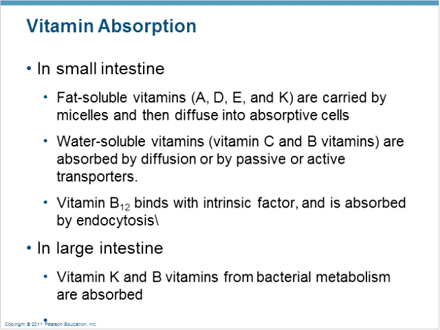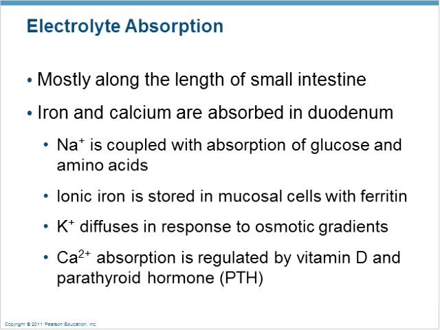We talk about vitamin absorption. In the small intestine, the fat-soluble vitamins, A, D, E, and K, are carried by micelles and then diffuse into the absorbing cells. The water-soluble vitamins, vitamin C and B vitamins, are absorbed by diffusion or by passive or active transporters. Vitamin B12 binds with intrinsic factor and is absorbed through endocytosis. In the large intestine, vitamin K and B vitamins are taken from the bacterial metabolism in the gut and are absorbed into the bloodstream.